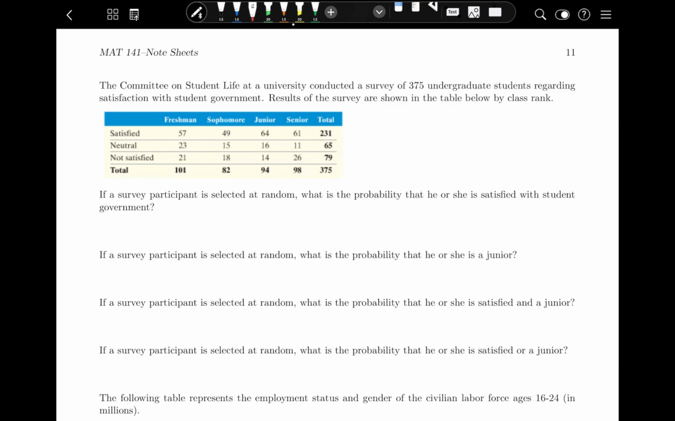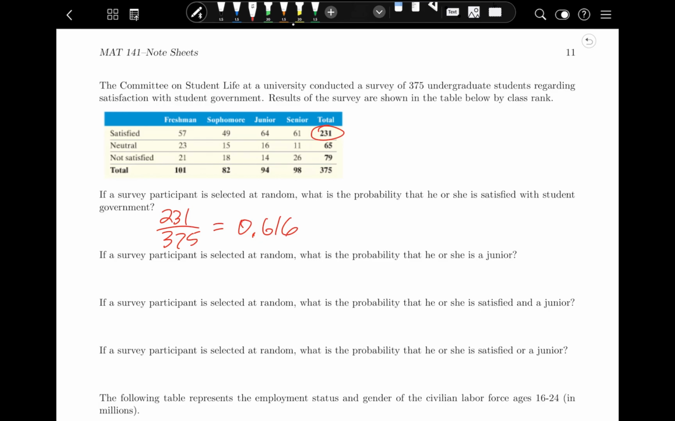Okay, so now that you've all tried this, let's try this together. If a survey participant is selected at random, what is the probability that he or she is satisfied with the student government? So satisfied is 231 out of a total of 357. So 231 divided by 357 is 0.616.